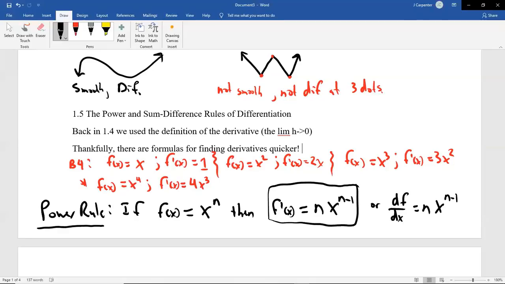Now, we will learn several other rules as well, and they will all be important. I don't want to say equally important, but they are important. They will get used dozens of times. This one gets used hundreds of times. When you're using those other rules, you'll be using the power rule inside of those other rules. So you have got to make sure that you memorize this and that you understand how to use it.